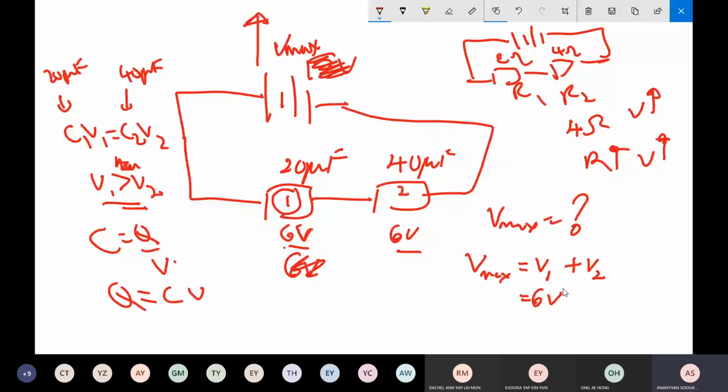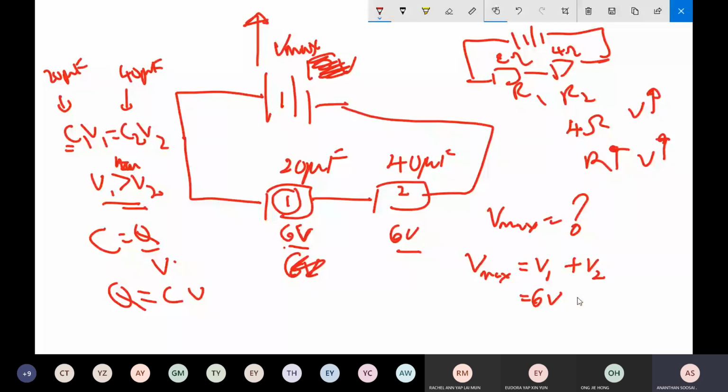V1 will definitely be 6 volt because the 20 microfarad achieves 6 volt earlier than the 40, right? Because a small capacitance is going to reach a big voltage. When you raise this voltage up, the 20 microfarad will achieve the 6 volt first, and that's where the V max is achieved.